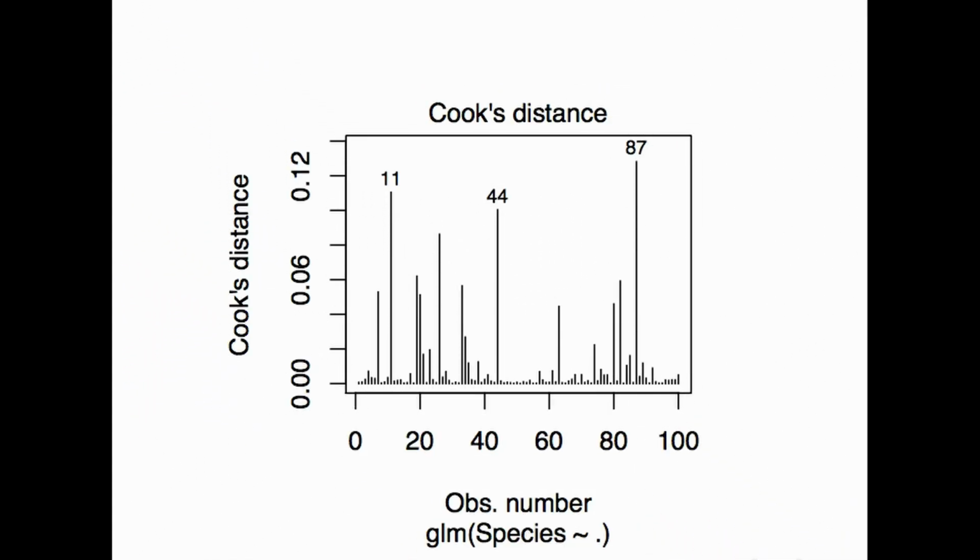Here we are showing Cook's distance per observation. It was coded to show the top 3 most influential points regarding Cook's distance. So if we were to go look at index number 11, 44, and 87, we would see that those are the most influential, quote-unquote, out of the ordinary points.